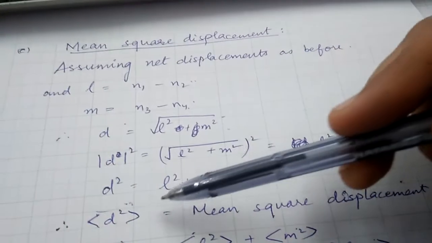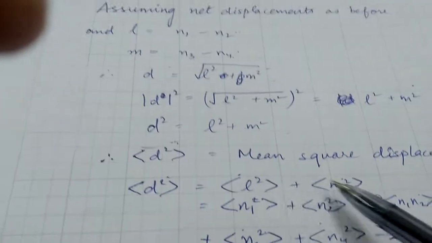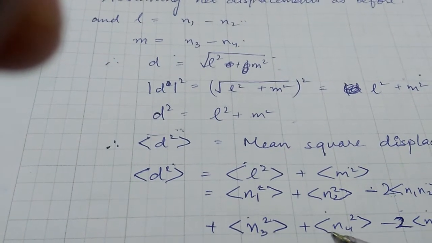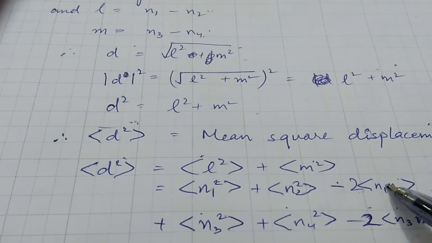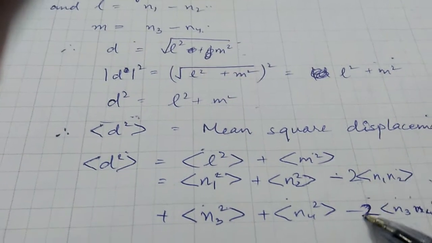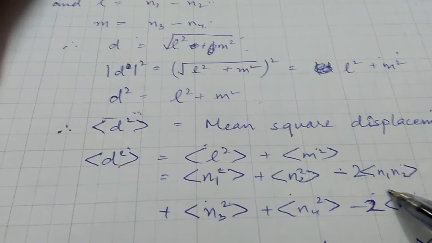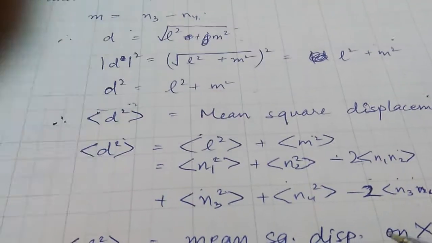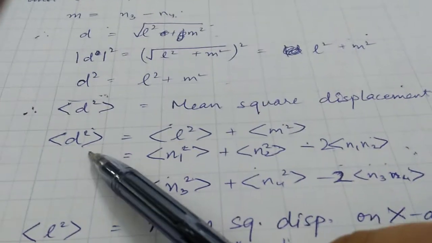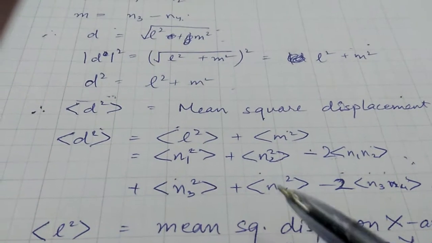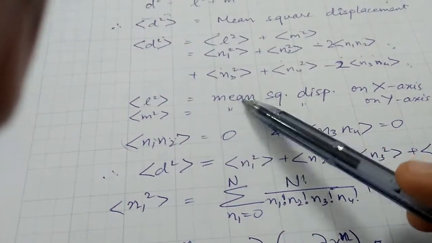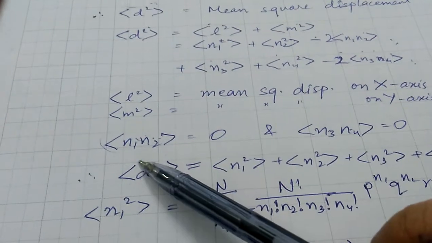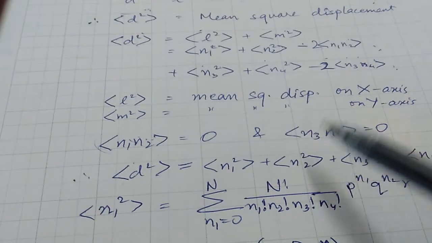So now we're going to take average on both sides, which means D square average is L square plus m square average, which is n1 square plus n2 square plus n3 square plus n4 square minus 2 times n1 n2 the whole average minus 2 times n3 n4 the whole average, and these are going to end up as being 0 because both are independent, right? So D square is n1 square plus n2 square plus n3 square plus n4 square, and L square is mean square displacement on x-axis, m square that on y-axis. Already mentioned.